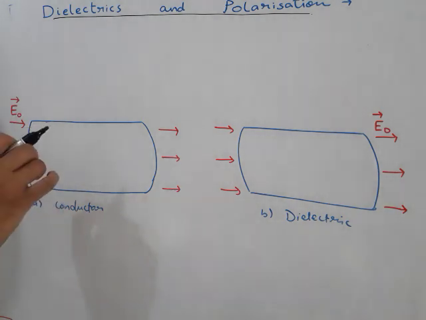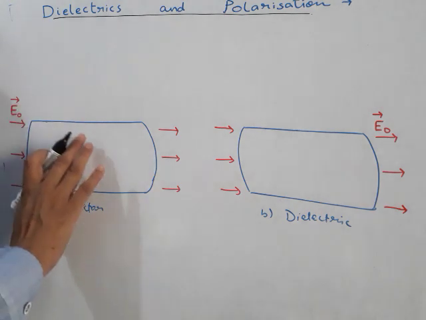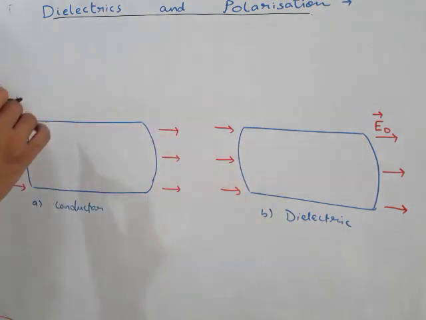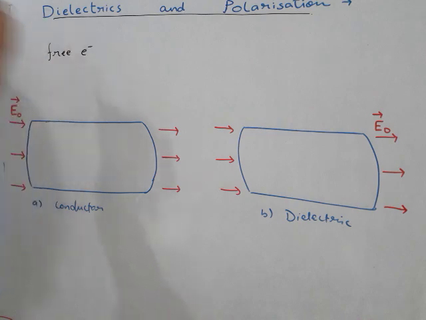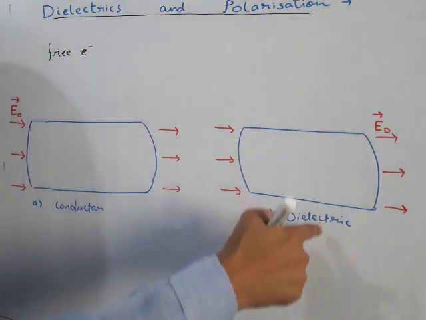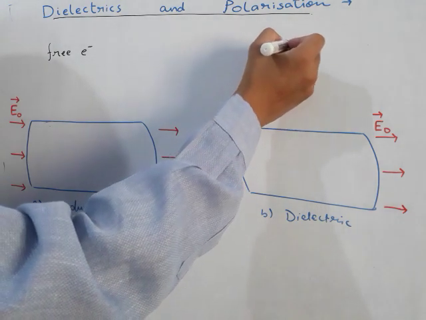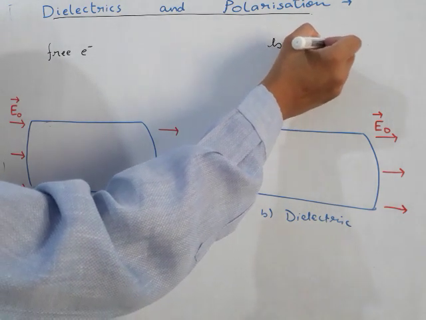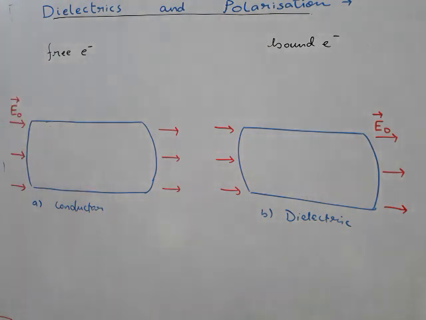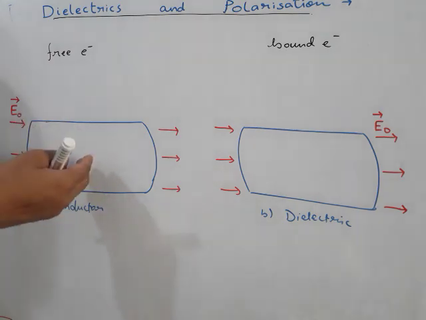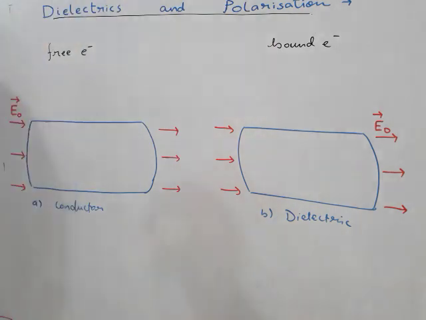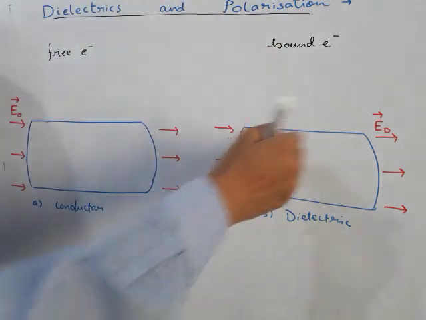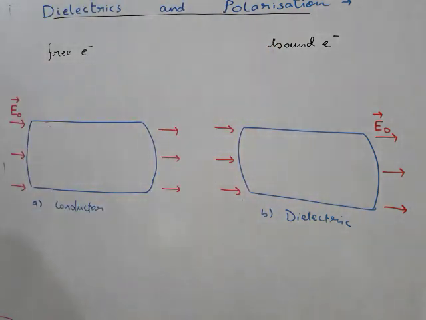The basic difference between conductor and dielectric is that conductors have large number of free electrons, whereas the electrons in case of dielectric are bound electrons. It's not that bound electrons are not present in conductors. Conductors have both bound as well as some free electrons. But all the electrons in case of dielectrics are bound. Bound means they are bound to the nucleus, they can't move here and there.